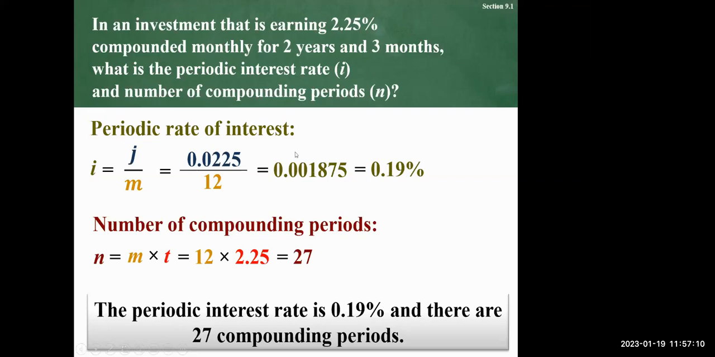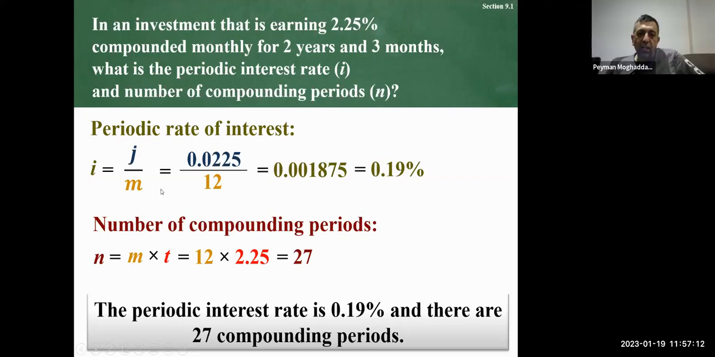Yes, sir. So it's the nominal interest rate divided by the compounding frequency. That's going to be the periodic interest rate.